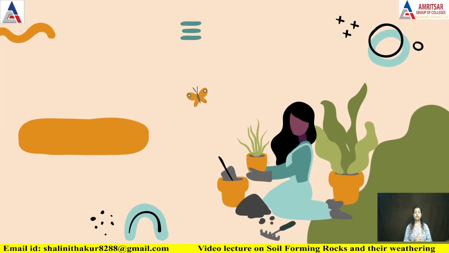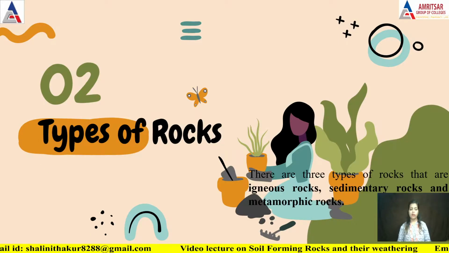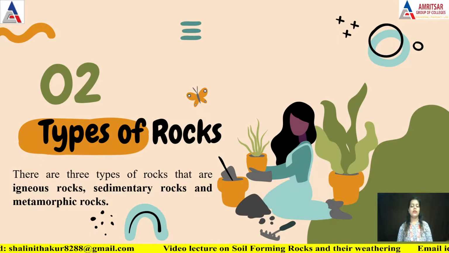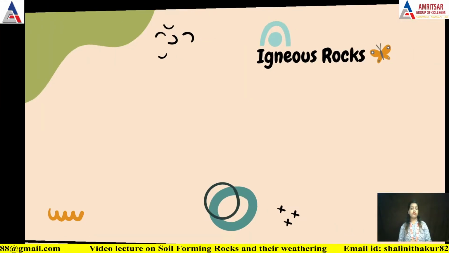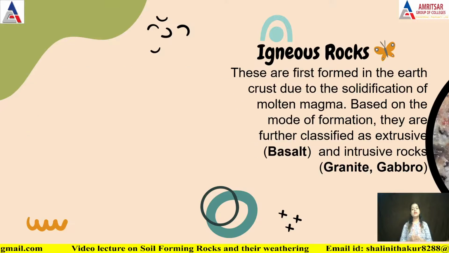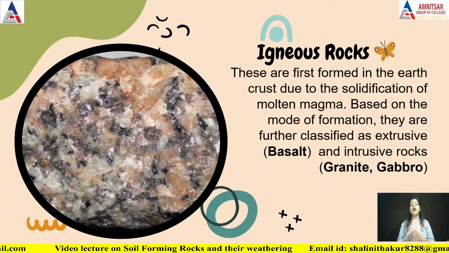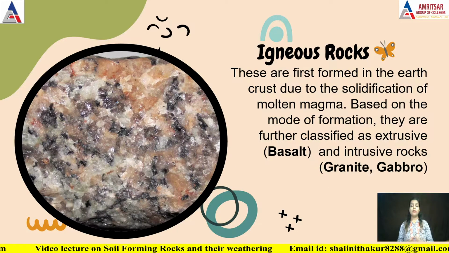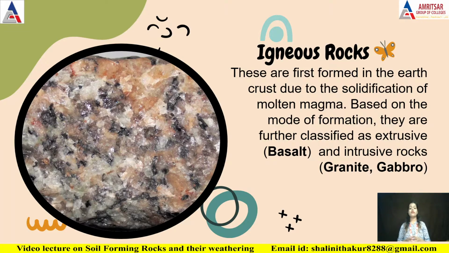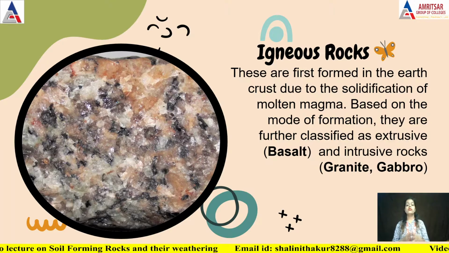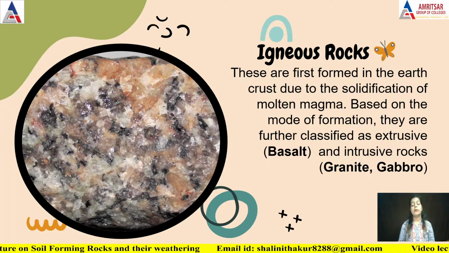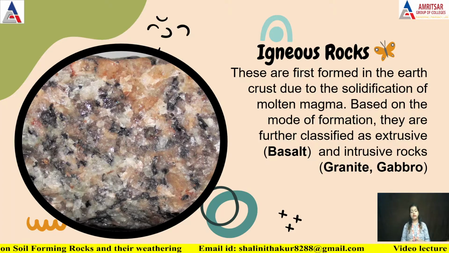Then I want to tell you about the types of rocks. Basically there are three types of rocks. First is the igneous rocks, second is the sedimentary rocks, and the last one is the metamorphic rocks. First of all, I want to tell you about the igneous rocks. This is the first and foremost type of rock, firstly formed on the earth's surface, resulting from the solidification of the molten magma which gets exploited out of the earth's surface.